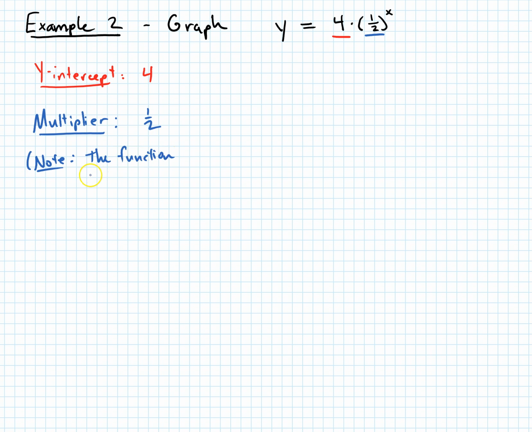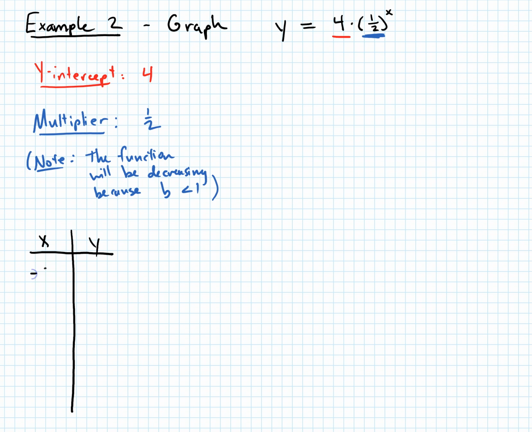We'll just make a note here. The function will be decreasing because b, our multiplier, which is the letter b, is less than 1. All right, let's make a table. And in my table, I'm going to choose 5 x values: -2, -1, 0, 1, 2.